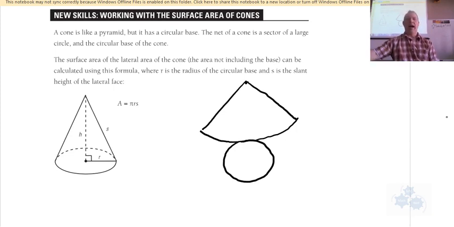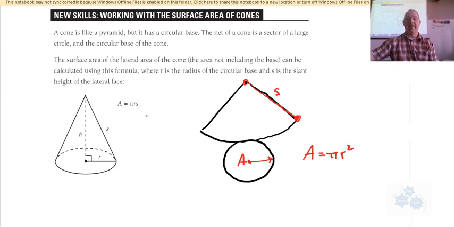Okay, so how do we find the area? This part is easy. That's a circle: pi r squared. No problem. This one here now, we have to include the radius of the circle at the bottom of the cone. We also have to include the slant height, which is the length of the side edge. And then we also have to include pi.